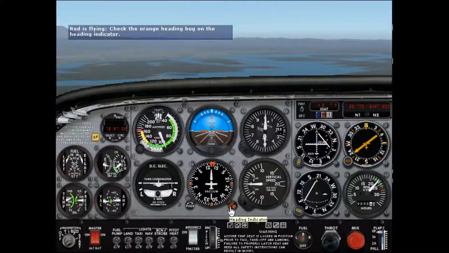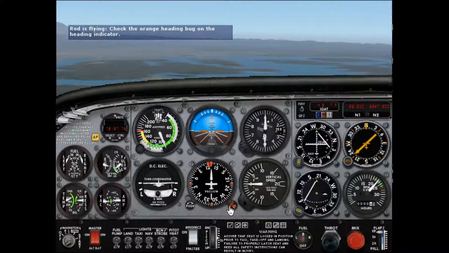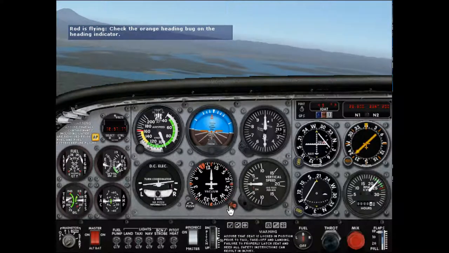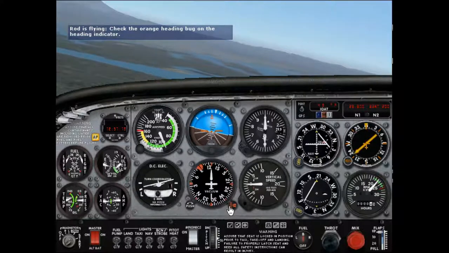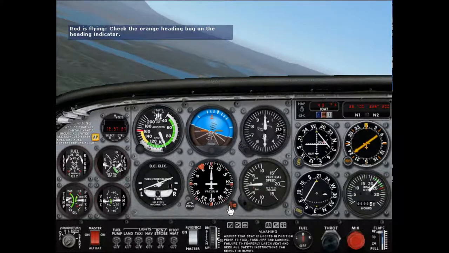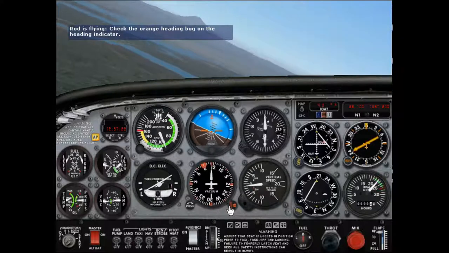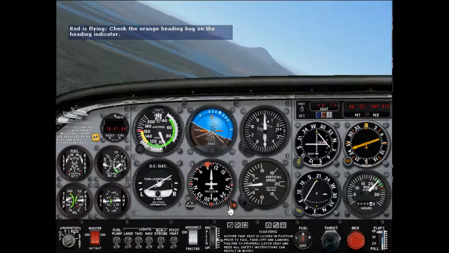Clicking the right side of the knob moves the heading bug clockwise and the selected heading increases. Clicking the left side of the knob moves the heading bug counterclockwise and the selected heading decreases. As you do this, you'll probably notice that the airplane banks toward the bug. Yep, you've discovered my secret. The heading bug is how you tell the autopilot which heading to fly. That's another good reason to use it often.